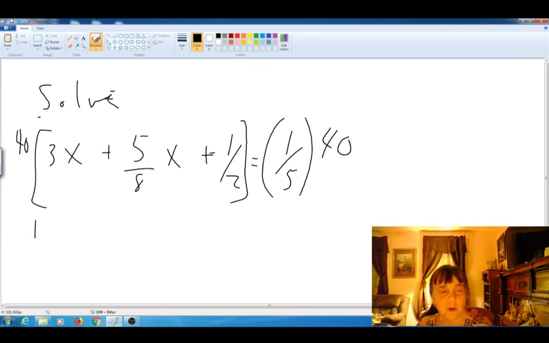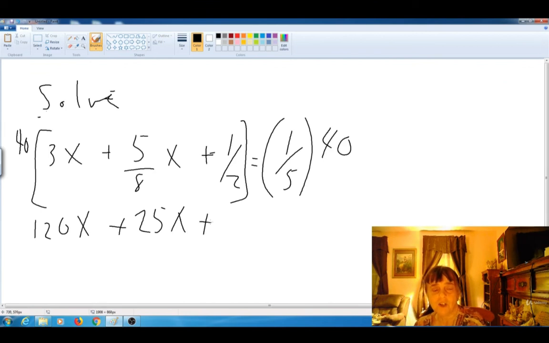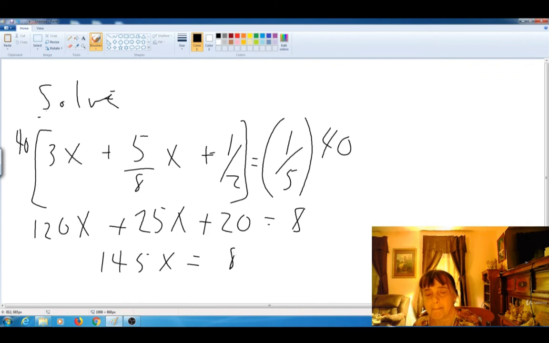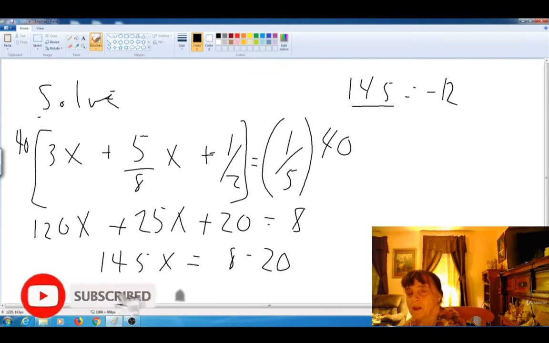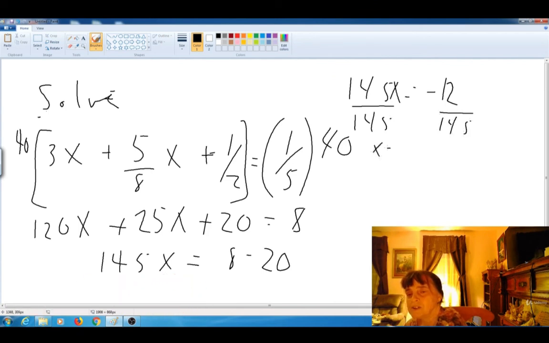Okay, 40 times 3x is 120x, plus 40 into 8 is 5, 5 times 5 is 25x, 40 into 2 is 20, equals 8. Okay, and 120x plus 25x is 145x, equals 8 minus 20. So 145x is negative 12. And divide both sides by 145. So x is negative 12 divided by 145.